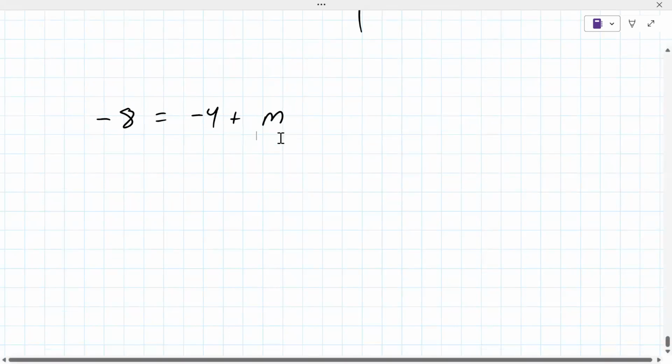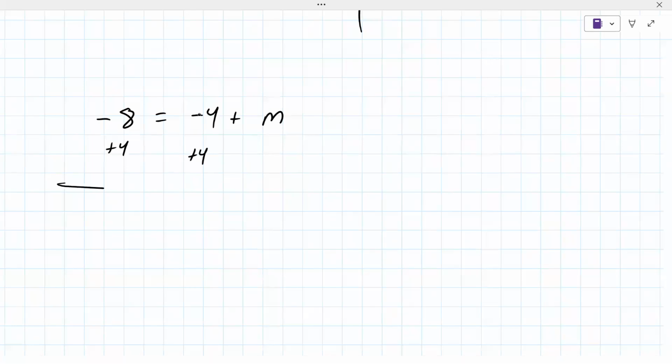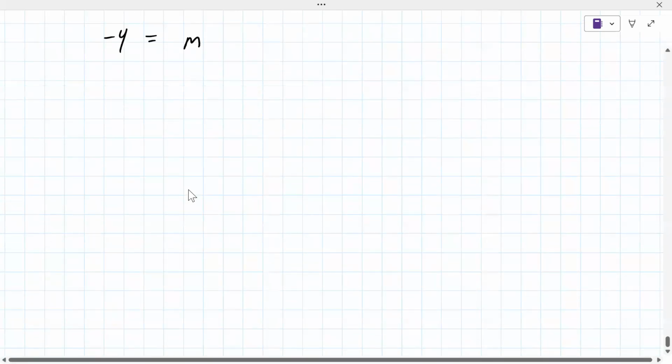Some other variations on this: you might see something like -4 plus m. When you look at the side with the variable, this -4 is being added, but because it's a negative, you undo that with +4. So you might see something like -4 equals m. You might see some problems like that.